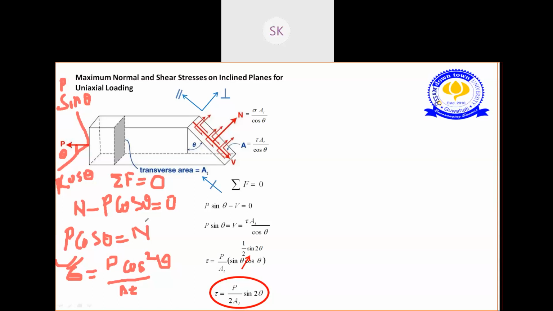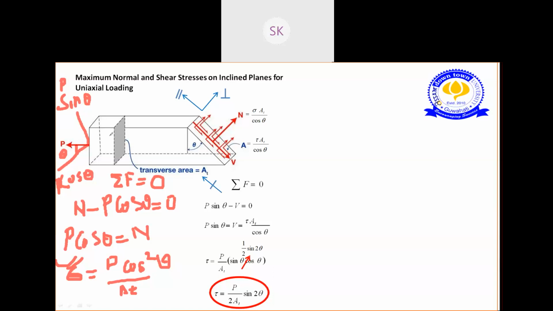Understood or not? Yes, ma'am. Okay, so we have resolved this part. Now we'll resolve the parallel forces. This shear force is parallel in this direction, and this P sin theta is parallel in this direction.